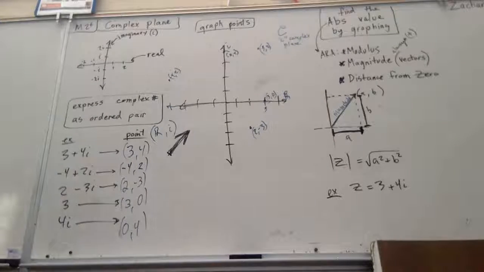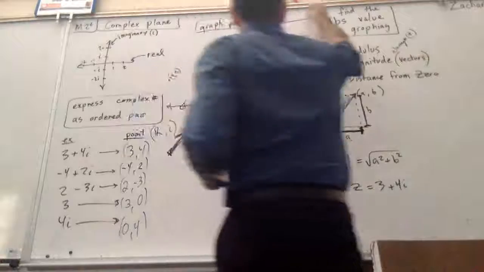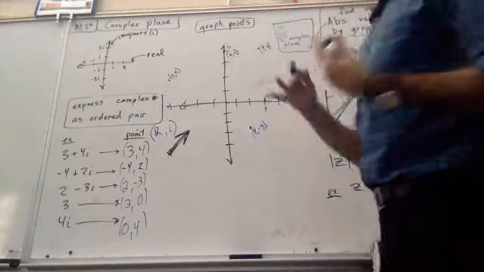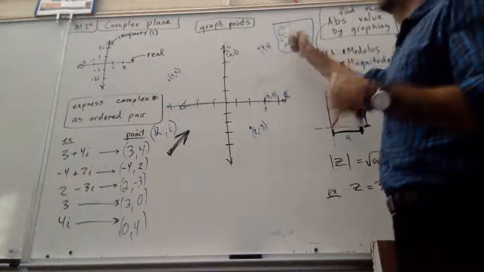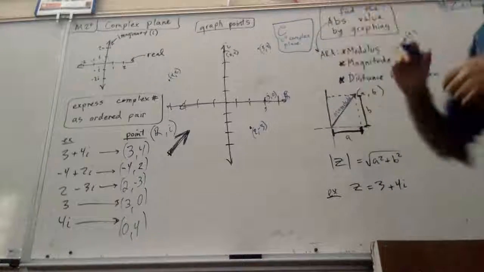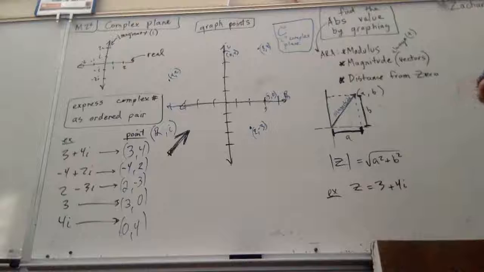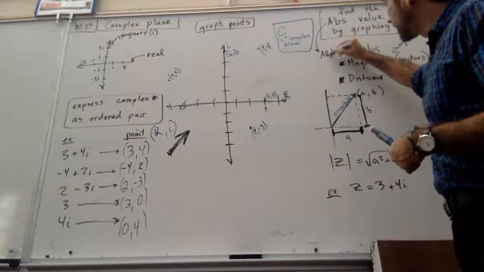I also labeled this with a capital C in a little cursive script. Sometimes we have to label the plane. In this case, I labeled it C because it's a complex plane. That's more logistical stuff.